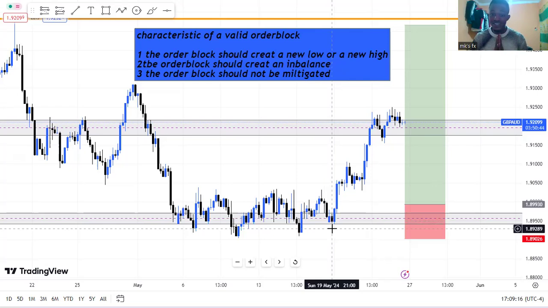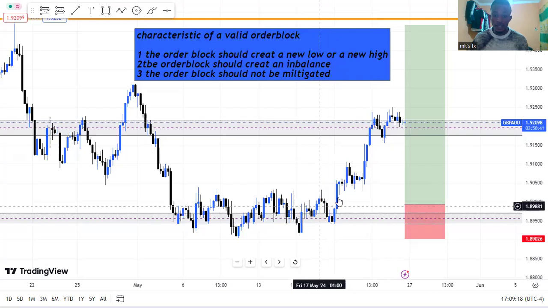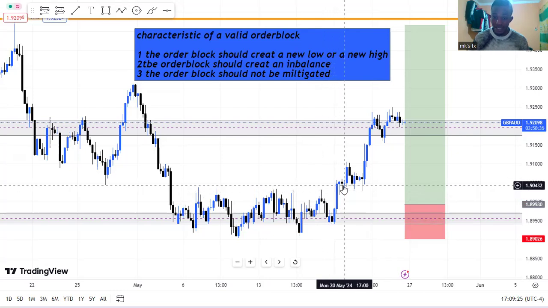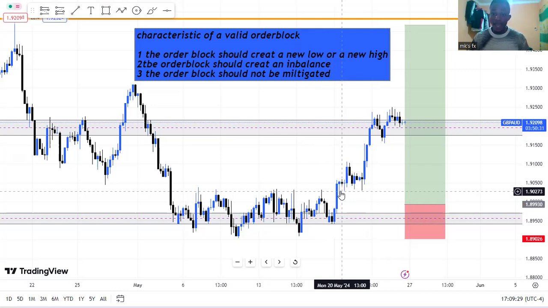Point number two, it should create a new high. And if you take a look, this order block actually came above this high, breaking this high. So it has created a new high. And point number three, the order block should create an imbalance, right?